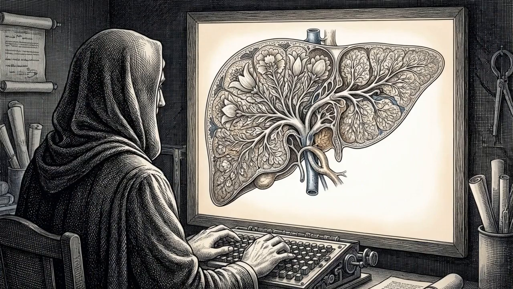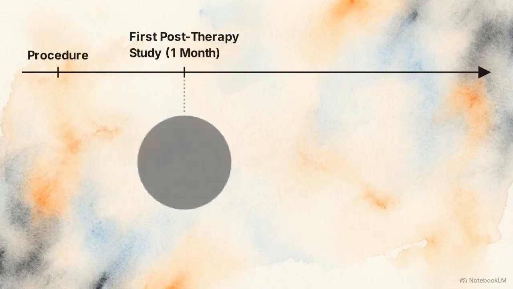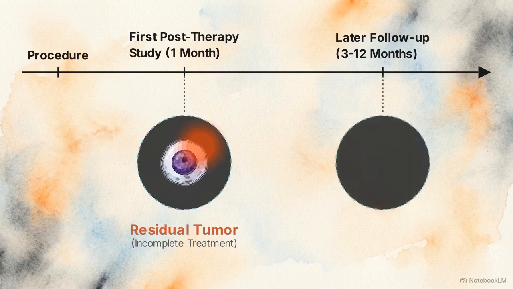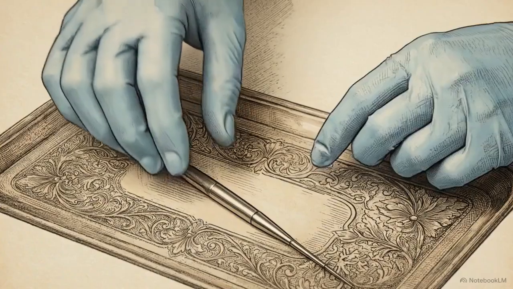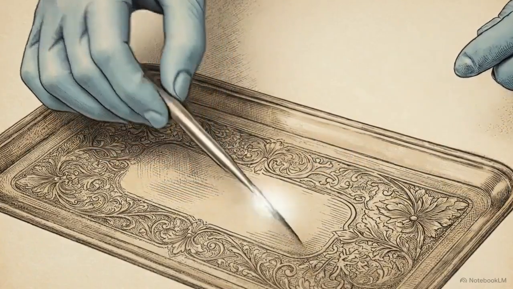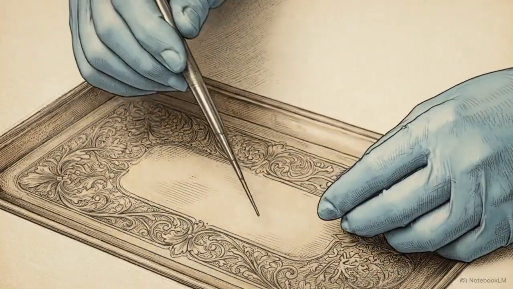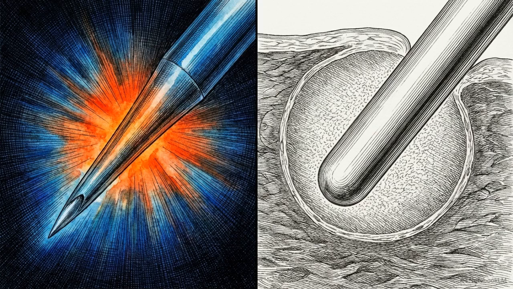Accurate communication with the oncology team requires the use of standardized nomenclature in radiology reports. The terms residual tumor or incomplete treatment are used when focal enhancement is seen on the first post-therapy study. Recurrent tumor is the appropriate term if new focal enhancement appears on a later follow-up study. If the multi-phase imaging at 1 month confirms the presence of residual disease, the standard next step is to immediately plan a repeat treatment. Effective interventional oncology pairs the physics of the probe with a protocol-driven interpretation of the follow-up scans.